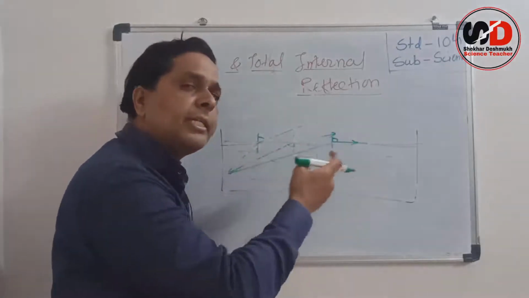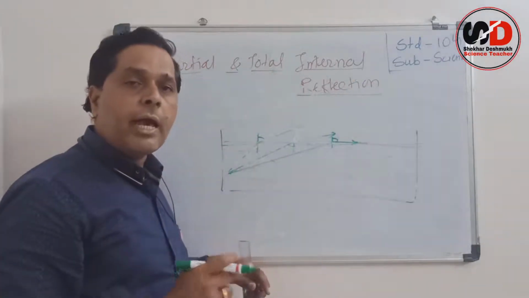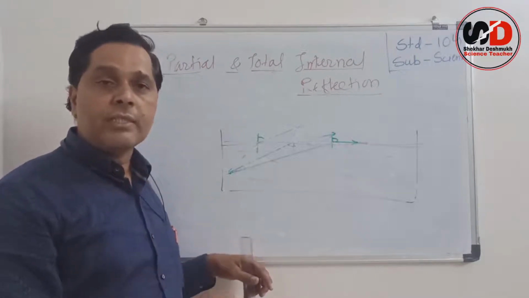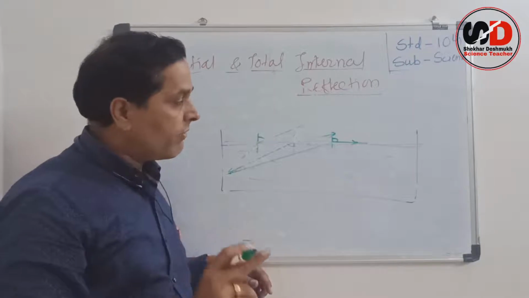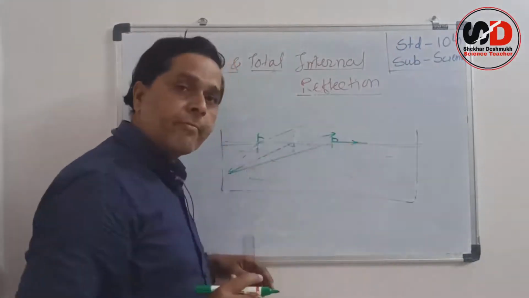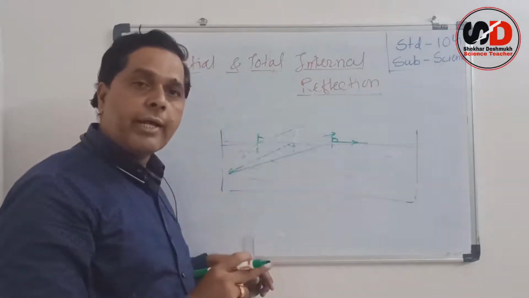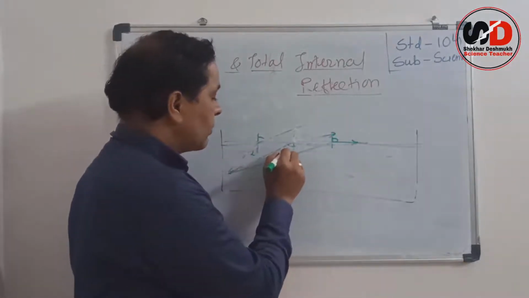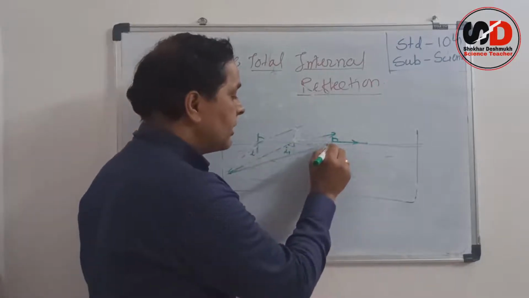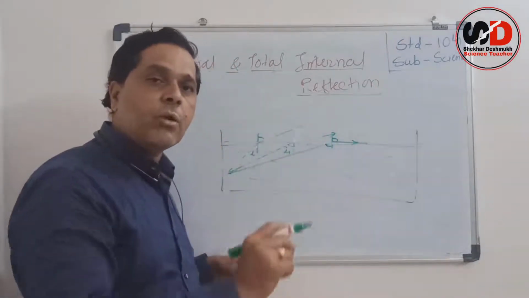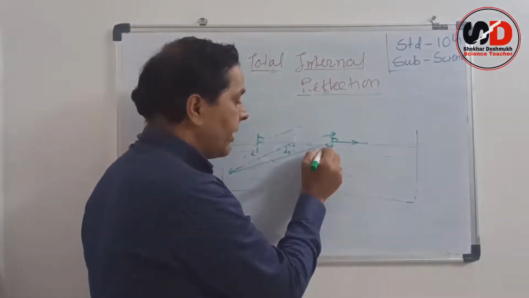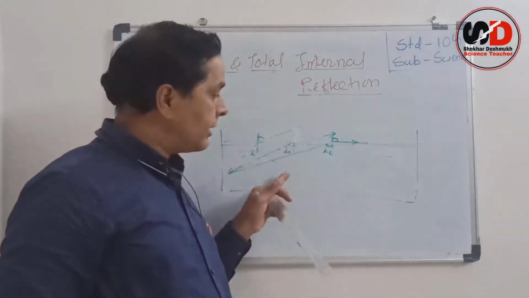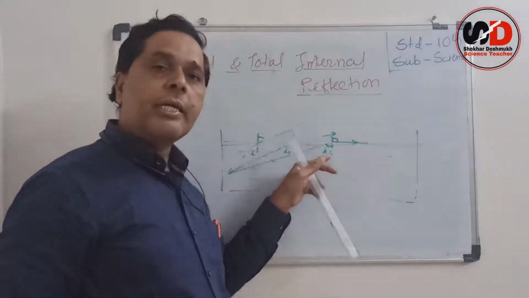If we go on increasing the angle of incidence, what happens? The angle of refraction also increases, and for one angle of incidence, the angle of refraction becomes 90 degrees, and this is called the critical angle. So suppose this is I1. This angle of incidence for which the angle of refraction is 90 degrees is called the critical angle. So it is IC, I critical.